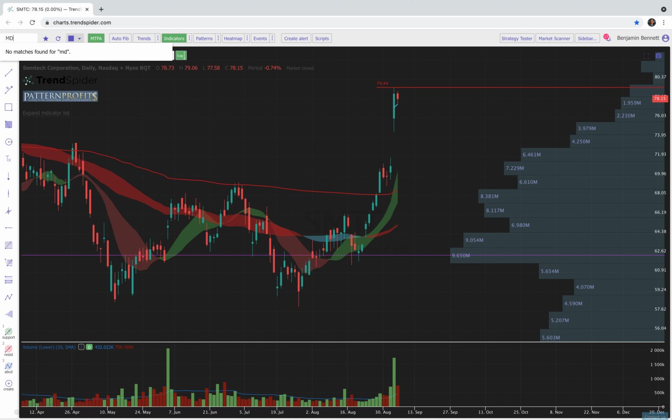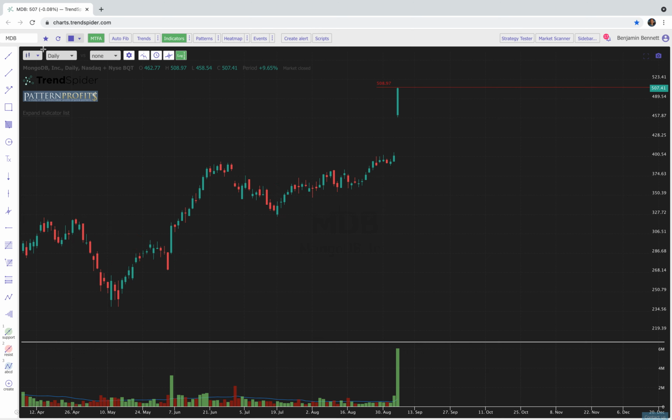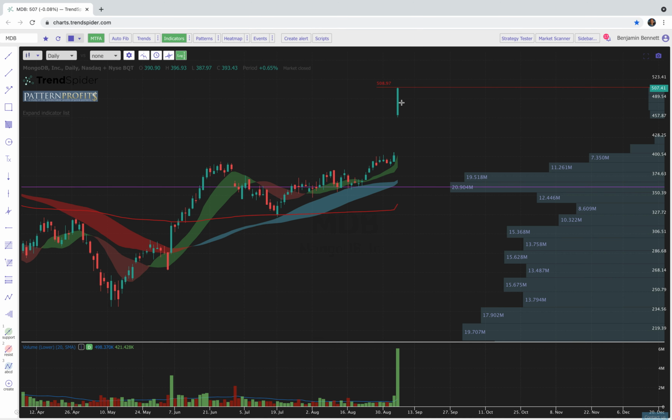Similarly, MDB, which just had a monster session on Friday, 508.97, the high there. You know how we like to approach these. If they're going to be really aggressive and come after it, it will take out that 508.97 level. Just be careful if it does that within the first 10 or 15 minutes on Tuesday morning.